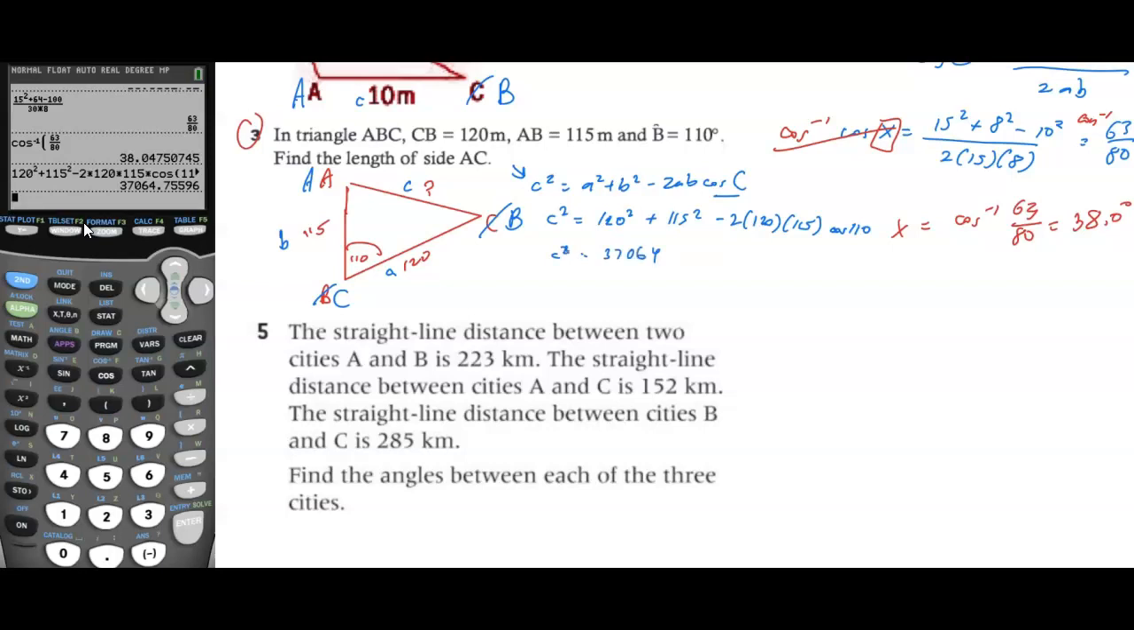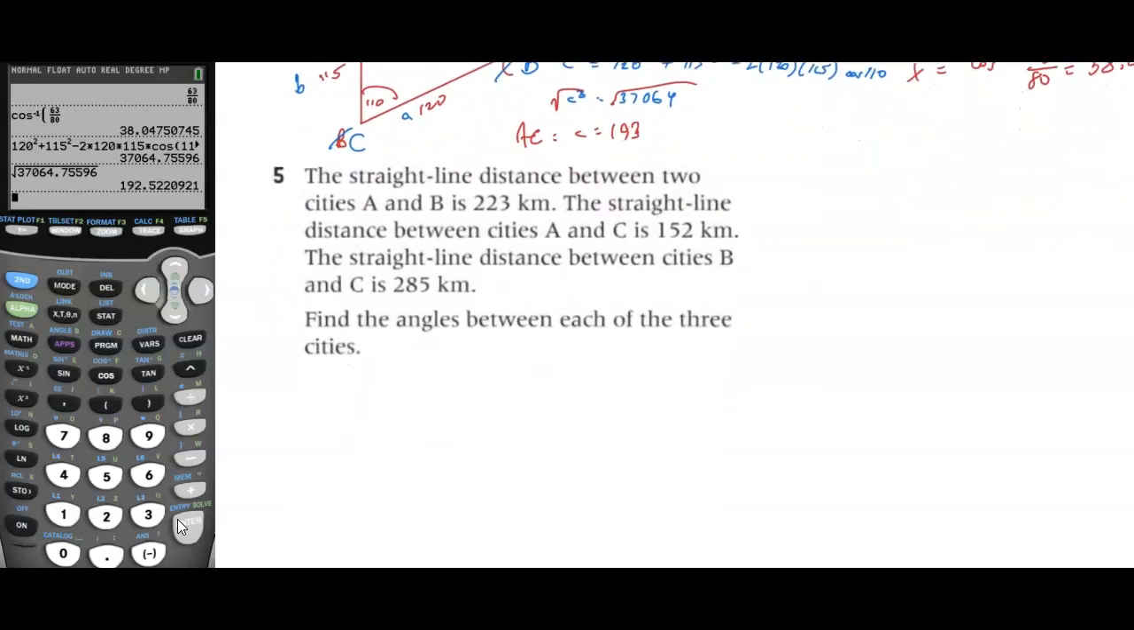I would like to know what c is, so I'm going to square root both sides. So that would be square root of that big number. And the answer is 193. C equals 193. And that is the answer for the length of side red AC. Okay, and that's what they wanted to know.